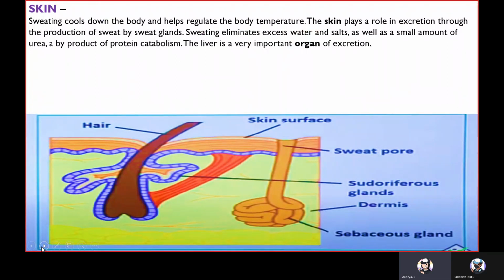Skin. Sweating cools down the body and helps regulate body temperature. The skin plays a role in excretion through the production of sweat by sweat glands. Sweating eliminates excess water and salts as well as a small amount of urea, a byproduct of protein catabolism. The liver is a very important organ of excretion.